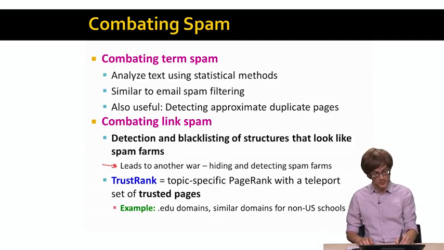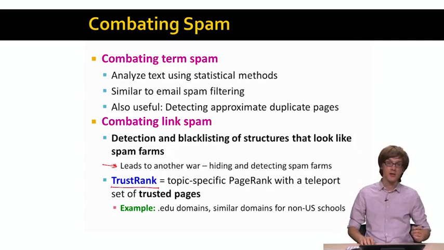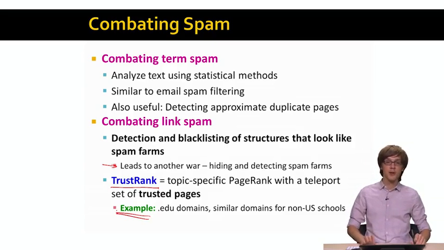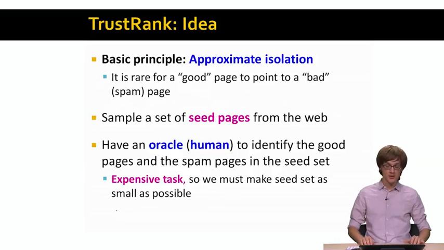The more universal solution is called TrustRank. In its basic idea, TrustRank is simply a topic-specific PageRank with a teleport set to a trusted set of web pages. Right? When I say trusted set of web pages, this would be web pages which we trust and that are not likely to be hacked or farmed. So for example, .edu domains or domains from non-US schools would be such a way to identify a good set of trusted web pages.